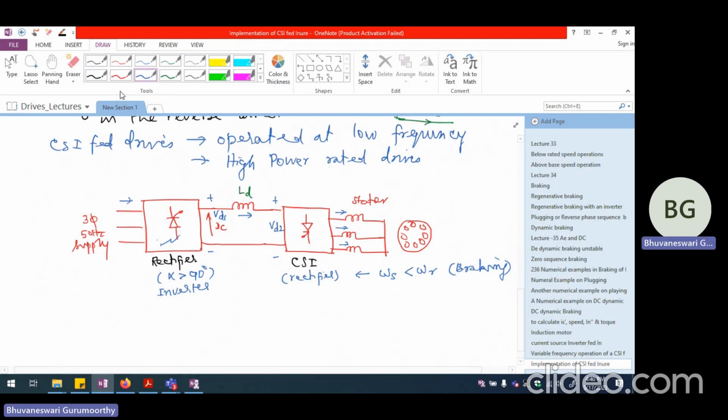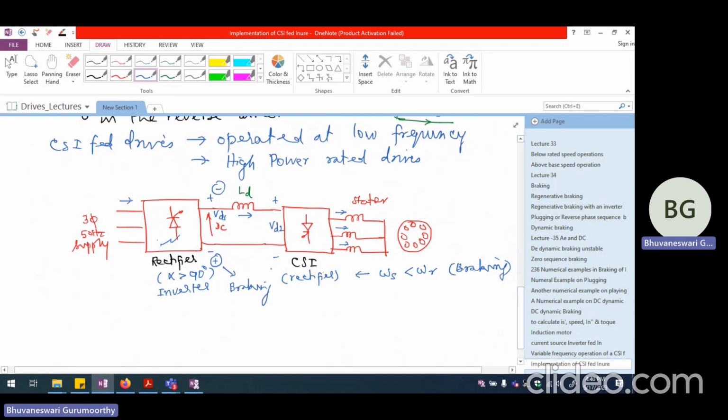alpha has become greater than 90, because of which we are going to have this side as plus. Let me write this in blue again, so I don't confuse you. So let me write this is plus and this is minus for braking mode. So this is going to correspond to braking mode.